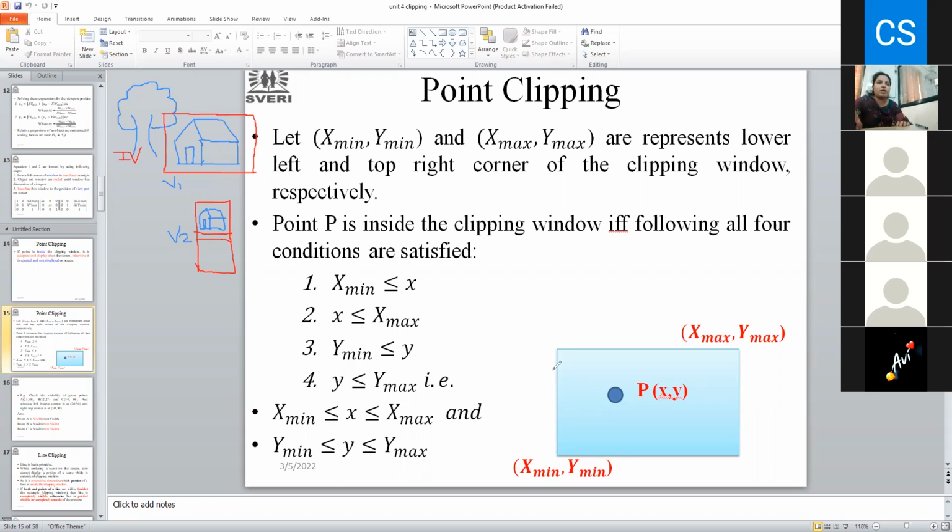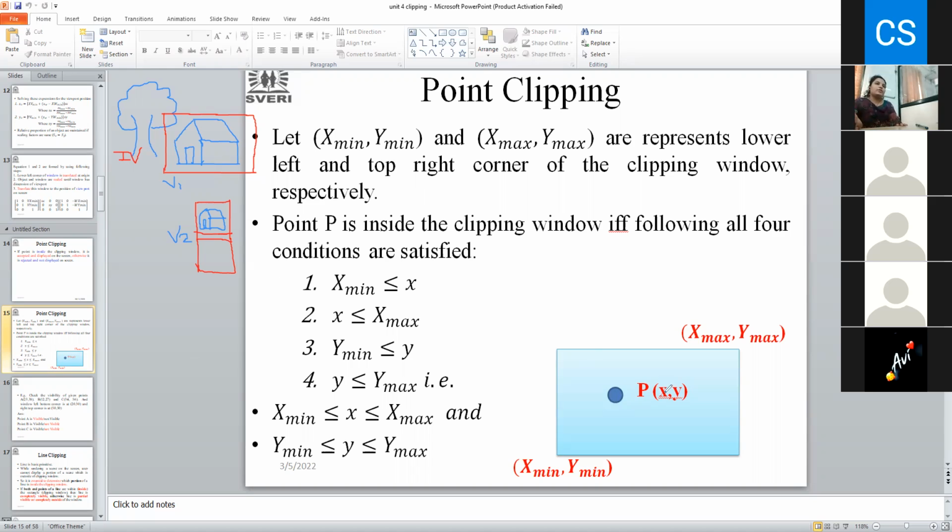Right? When the value of x is between x minimum and x maximum, and the value of y is between y minimum and y maximum, only then we will consider the point P is inside the clipping window. So that is only the test for point visibility, whether the point is visible with respect to window or not. Okay, so this is the concept of point clipping.